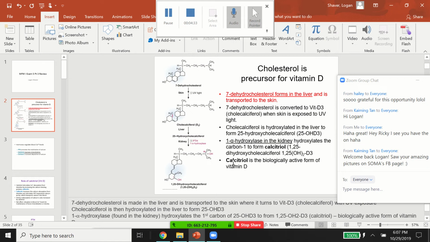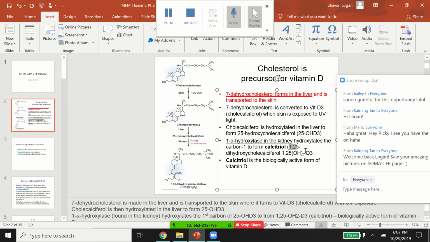But anyway, that 1-alpha hydroxylase is going to hydroxylate carbon one of that whole chain to form calcitriol. Now, calcitriol is the actual active form. The other name for it would be 1,25-OH2 D3, or this whole thing right here.